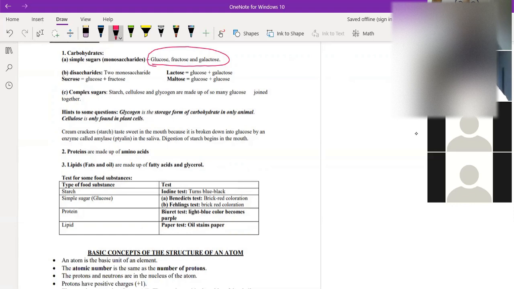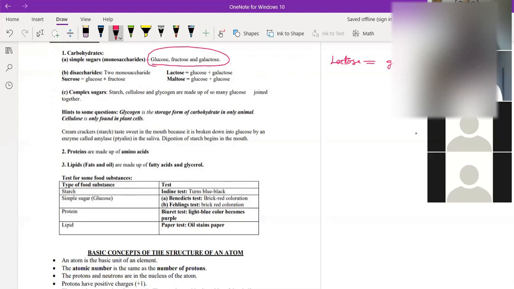Now, how do I remember this? The way I remember this is like this. When I take lactose, lactose in my mind sounds like galactose. So I know it contains galactose. And then glucose is always in all of them. So glucose is the second. So I don't worry my brain too much about this one. Glucose is in all of them.